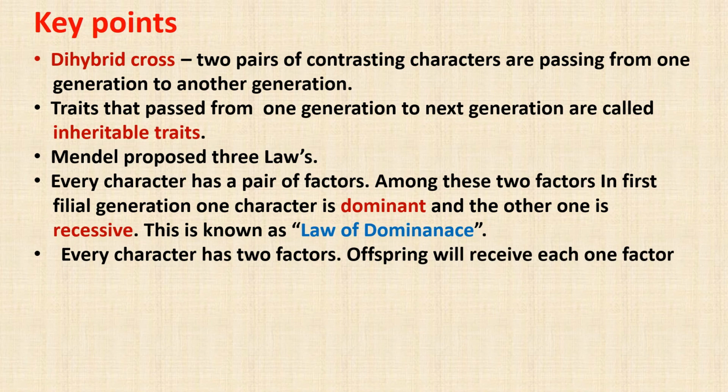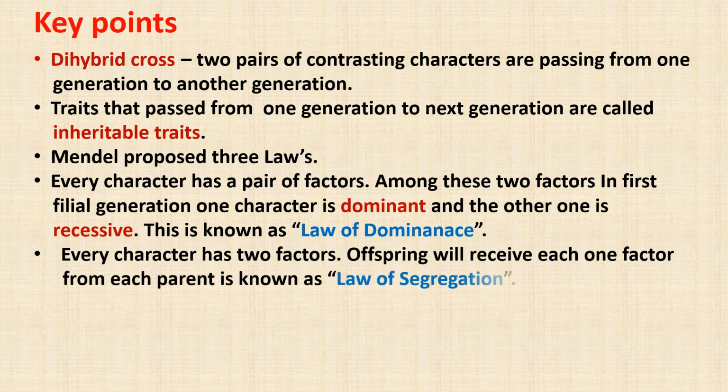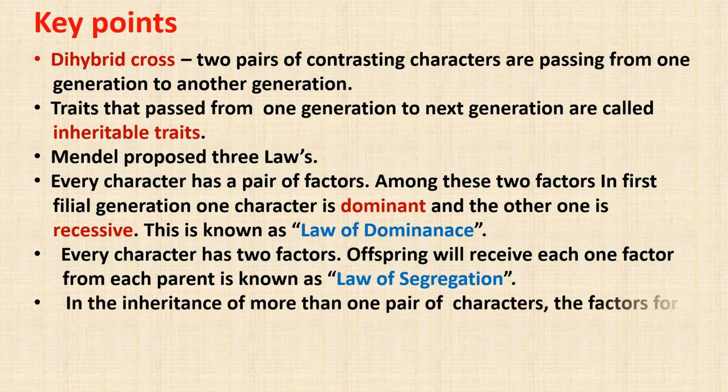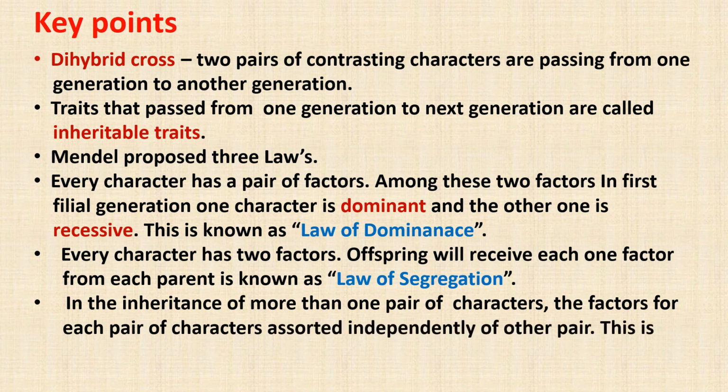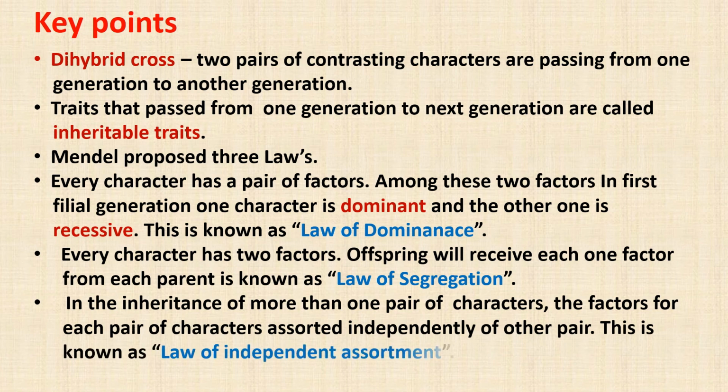Each character has 2 factors. Offspring will receive one factor from each parent. This is known as the law of segregation. In the inheritance of more than one pair of characters, the factors for each pair of characters assort independently of the other pair. This is known as the law of independent assortment.